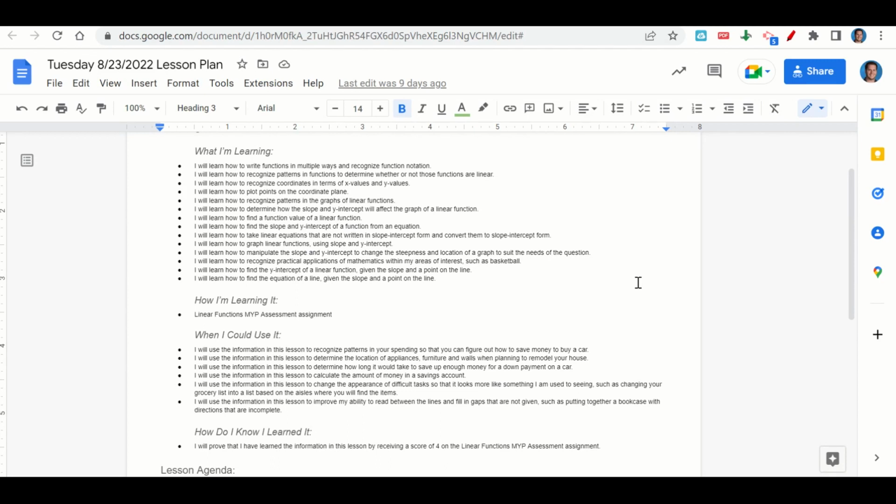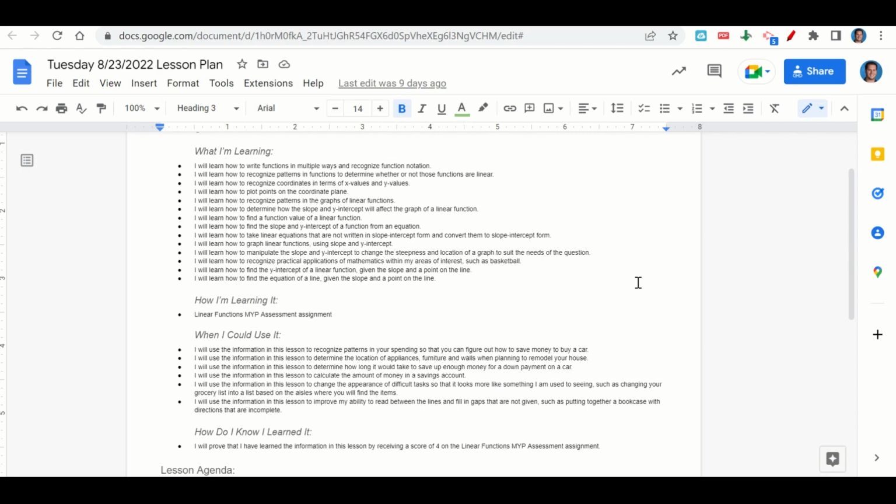it would take to save up enough money for a down payment on a car, to calculate the amount of money in a savings account, to change the appearance of difficult tasks so that it looks more like something you are used to seeing, such as changing your grocery list into a list based on the aisles where you will find the items, and to improve your ability to read between the lines and fill in gaps that are not given, such as putting together a bookcase with directions that are incomplete.